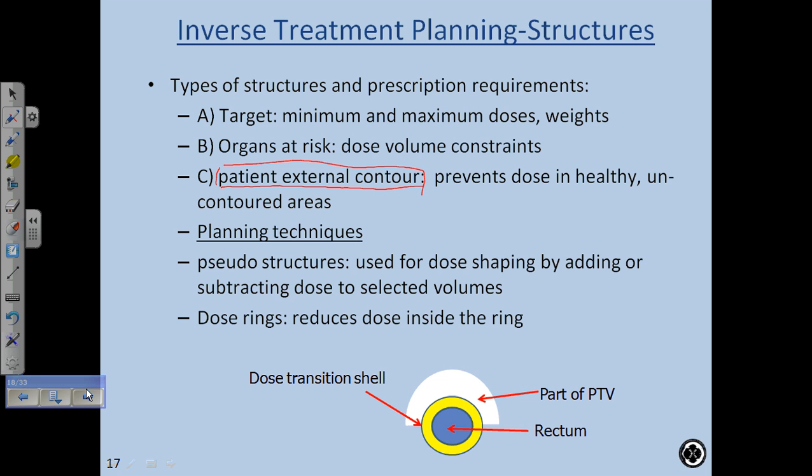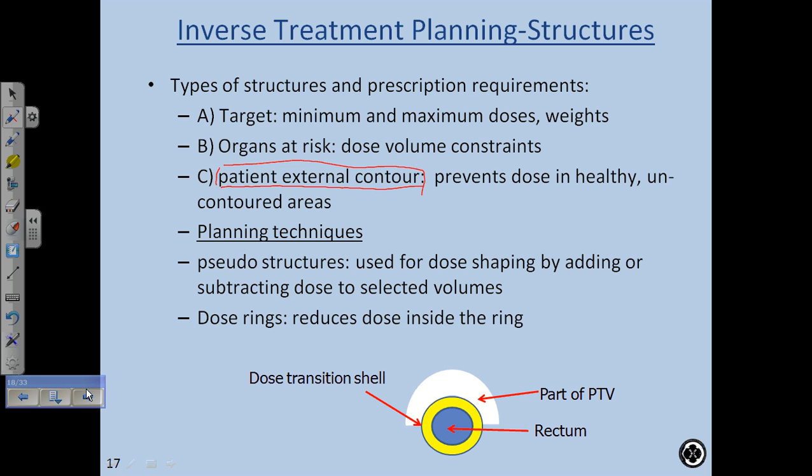Now we know how important the structures are. If we can use structures to modify our isodose distribution, then we can use things like dose shells around the rectum. This white part is a PTV, this could be part of the prostate up here. If you want to treat the PTV fully, and in the rectum you don't want to give any dose, that's really hard to do.